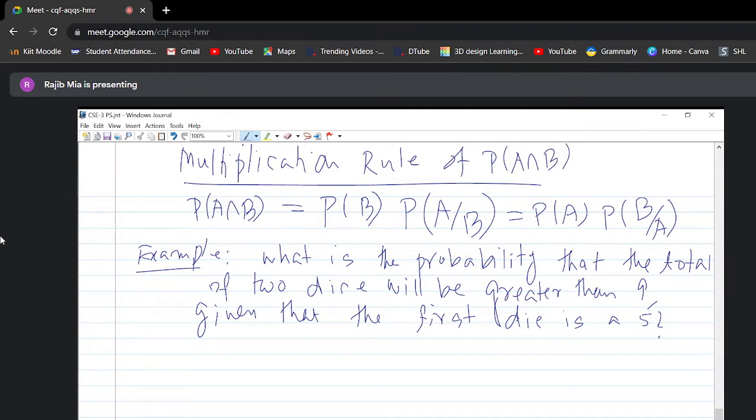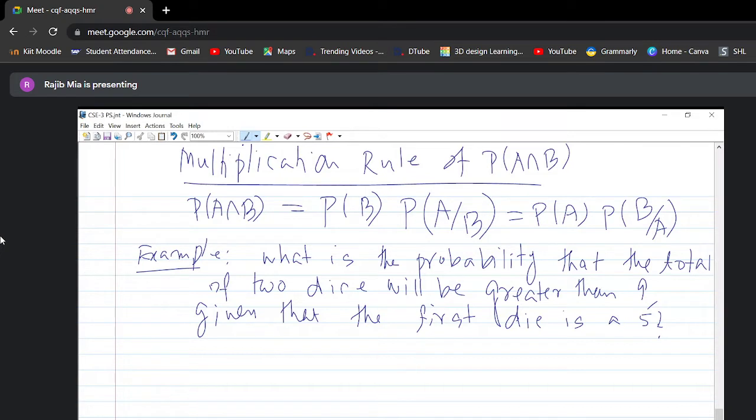Sir, 2 by 6, 1 by 3. Yes, 1 by 3 is the answer. Because given that the first die is a 5, there are 6 outcomes. And then the total will be greater than 9. There are only two outcomes, that is 5 comma 5 and 5 comma 6. So this is 2 by 6, that is 1 by 3.